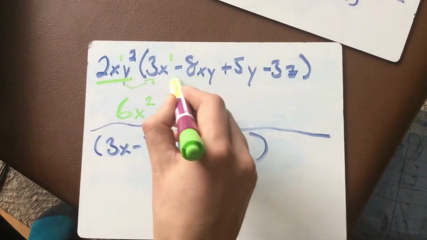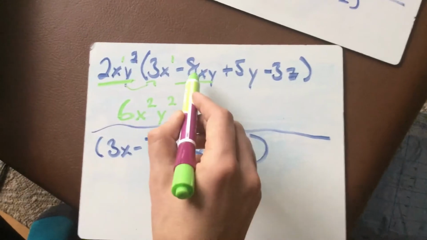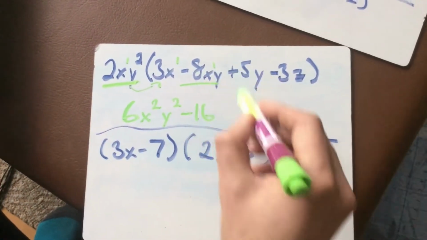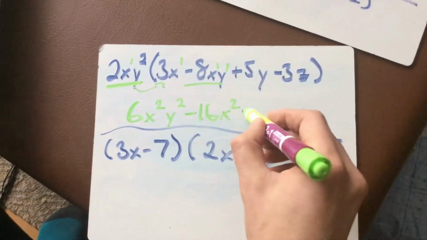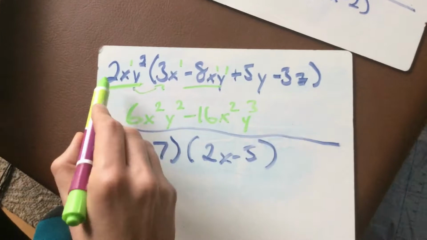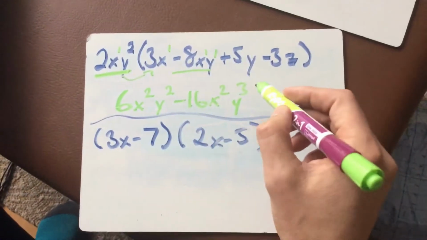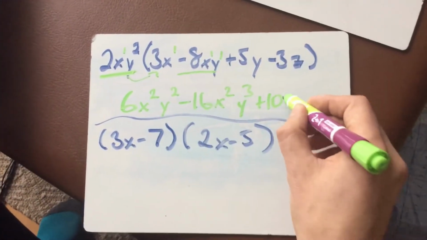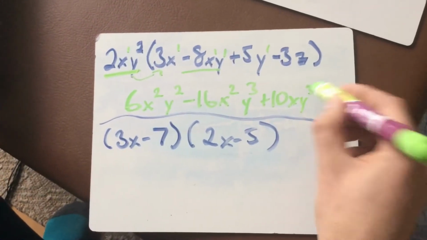Next, 2x squared times negative, don't forget that negative, very important. So 2 times negative 8 is negative 16. X times x is x squared. Y squared, y to the 1 is y cubed. 2xy squared times 5y. 2 times 5 is going to be 10. Then I have x, and then y squared times y to the 1 is y cubed.